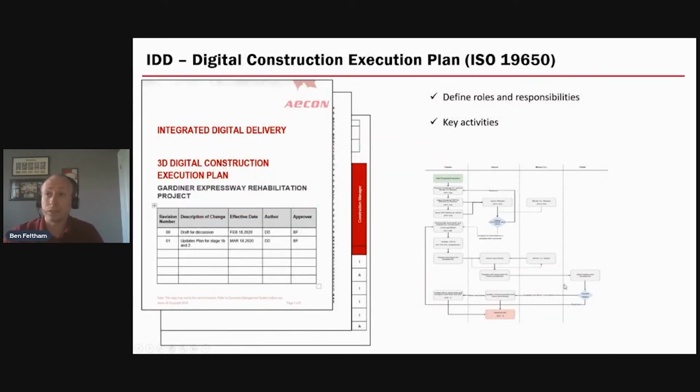The next step was, okay, I've got my exchange information requirements that I've built based on the client. I've agreed with the project director, this is how we're going to tackle that. Next step is, if I'm to be compliant, I need to build our BIM execution plan. Now, because this was a build only project, we used the term 3D digital construction execution plan.